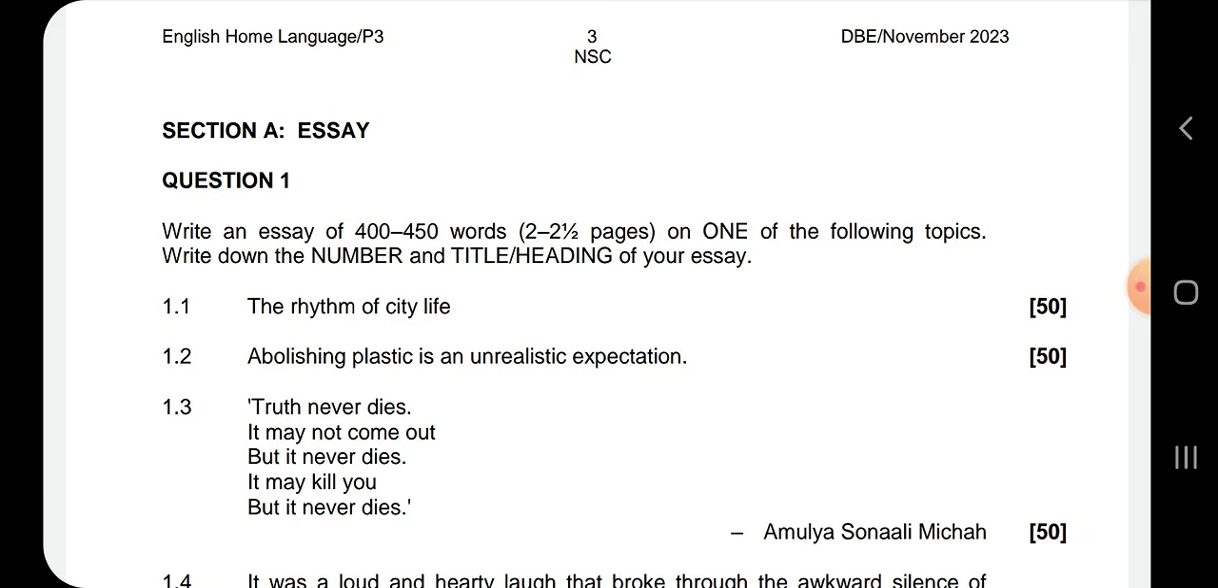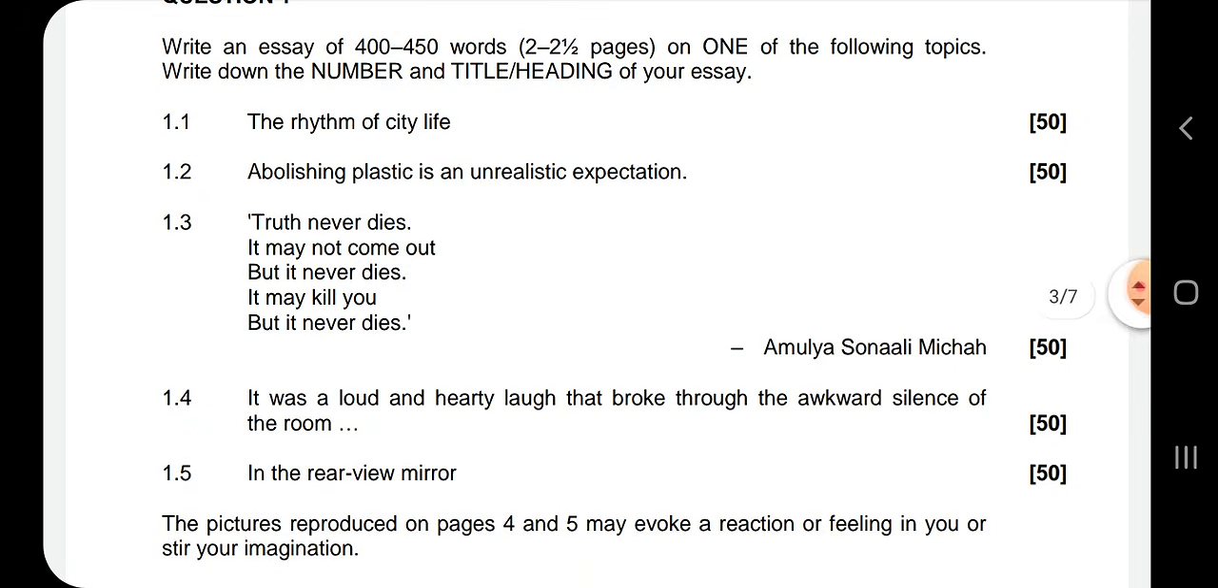So 1.1, those are the essay topics that you are given: the rhythm of city life. 1.2, abolishing plastic is an unrealistic expectation. 1.3, truth never dies, it may not come out but it never dies, it may kill you but it never dies. And then 1.4, it was a loud and hearty laugh that broke through the awkward silence of the room. And then 1.5, in the rear view mirror.